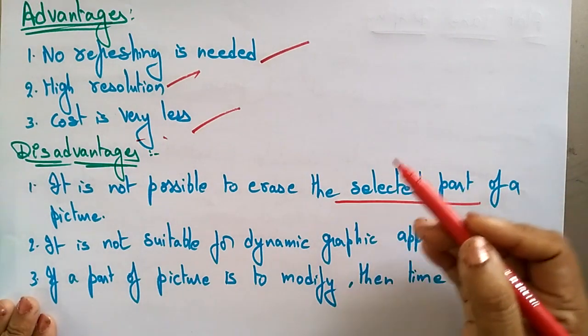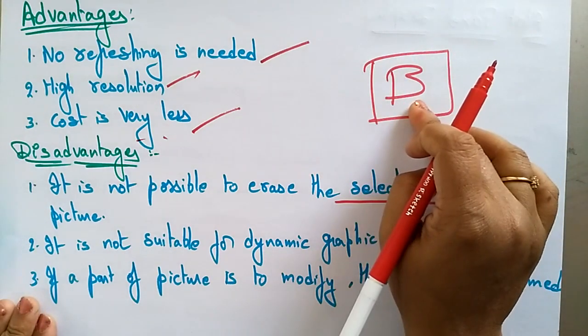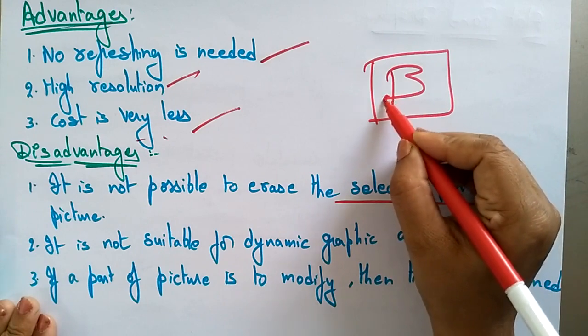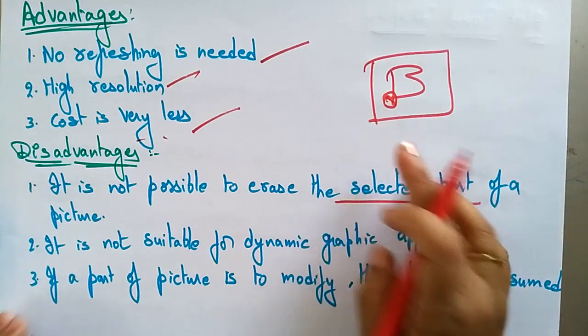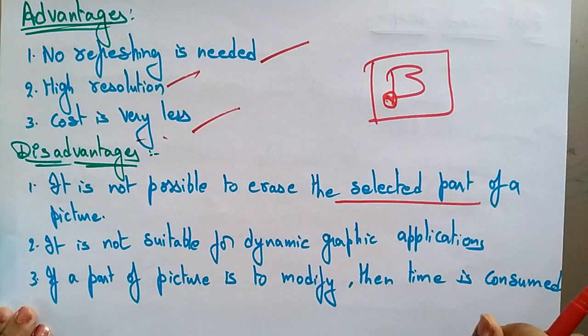So if you want to erase some part on the screen, suppose this is a B that you print on the screen, and you want to erase this part because it comes outside the screen. If you want to erase the selected part of the screen, it is not possible in the DVST.